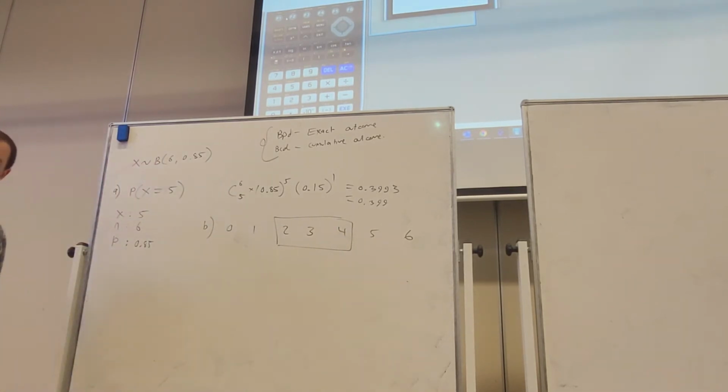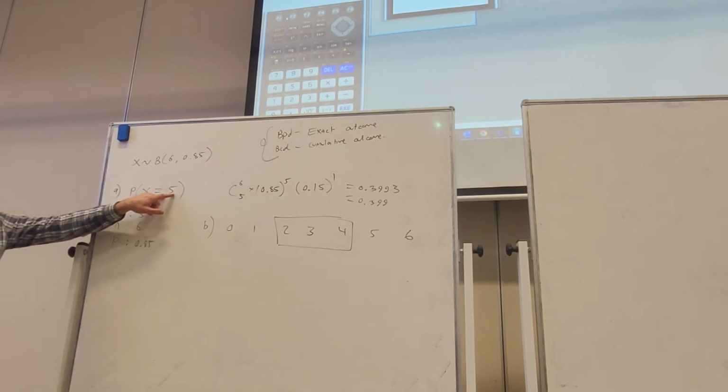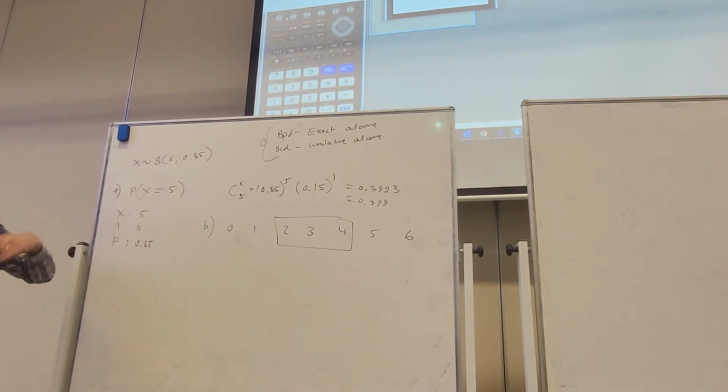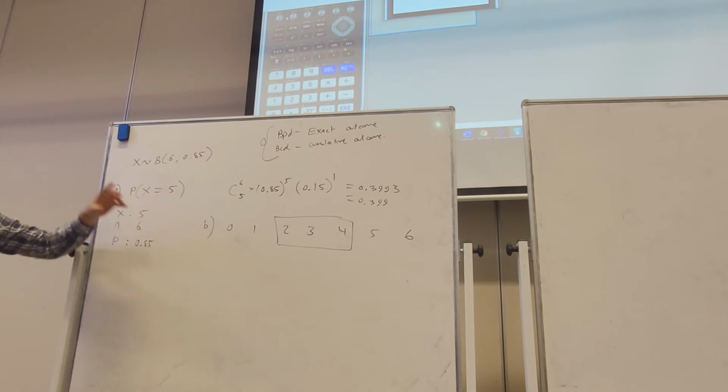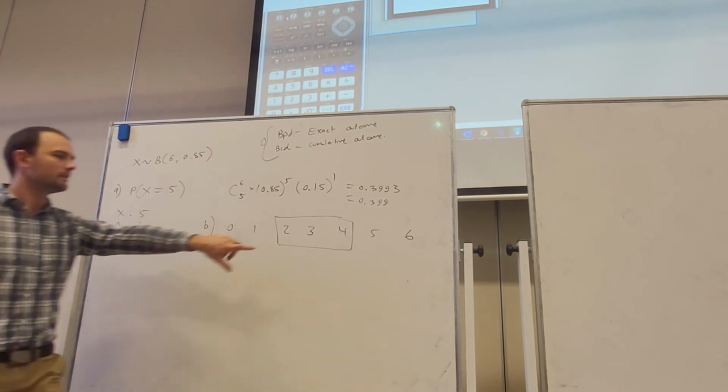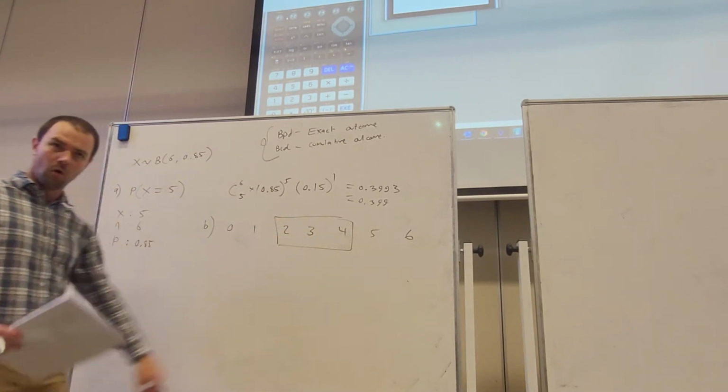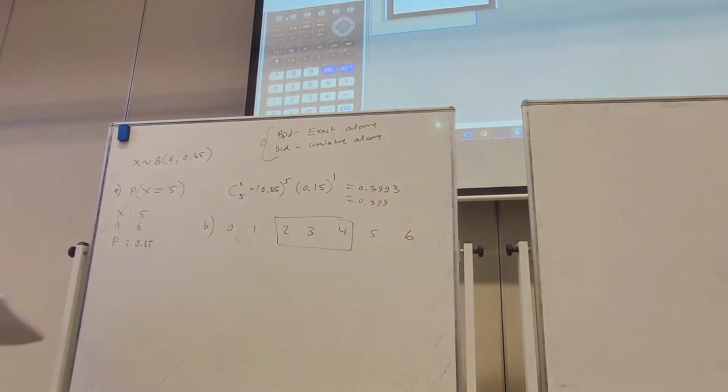And so we could calculate this individually. We could go, well, what's the probability of x being equal to 2? And what's the probability of x being equal to 3? And what's it being equal to 4? And then add all of them together. That's going to give us the probability of this event. Or we can do a BCD calculation.